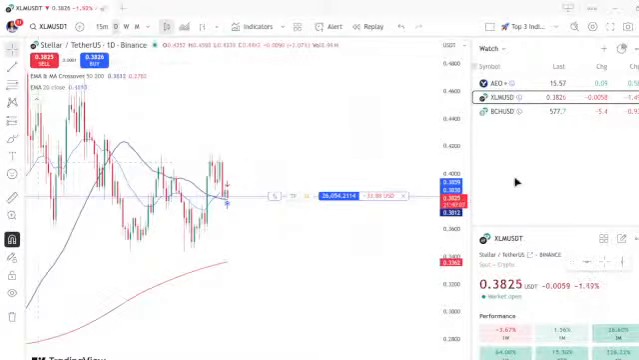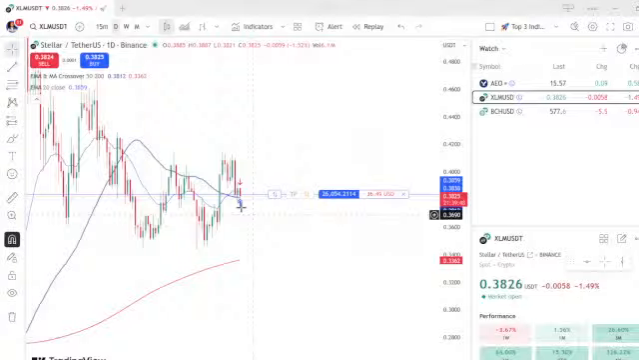Now, I want to talk to you about three ways of entering a position. What you can see on the screen here is basically Stellar USDT. What is happening with Stellar USDT is, first of all, you will see a bullish Harami. So this is a bullish Harami pattern, and it has appeared between the 20-day moving average and the 50-day moving average.